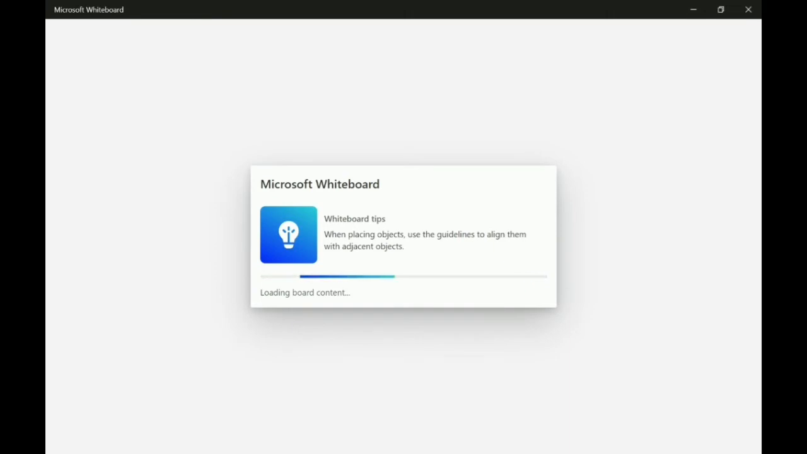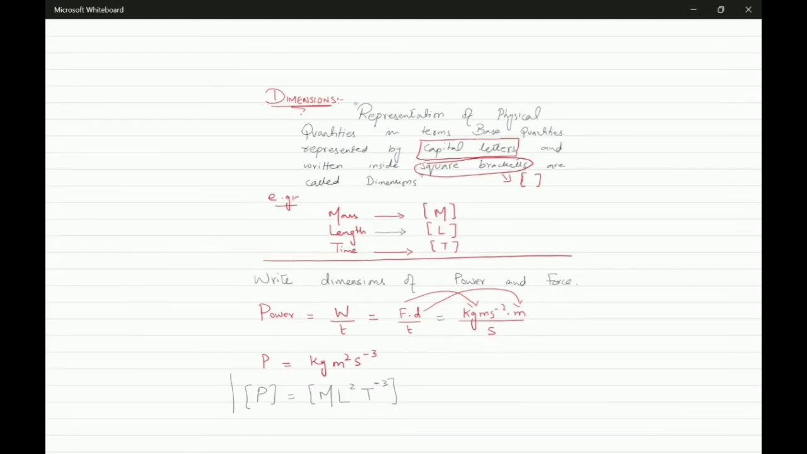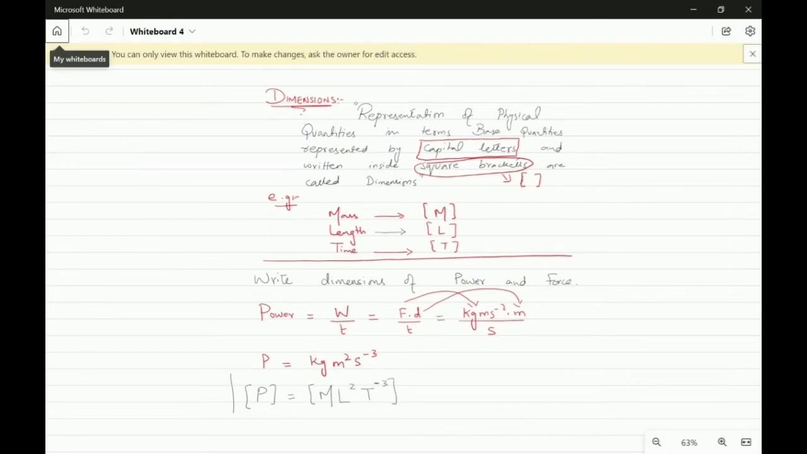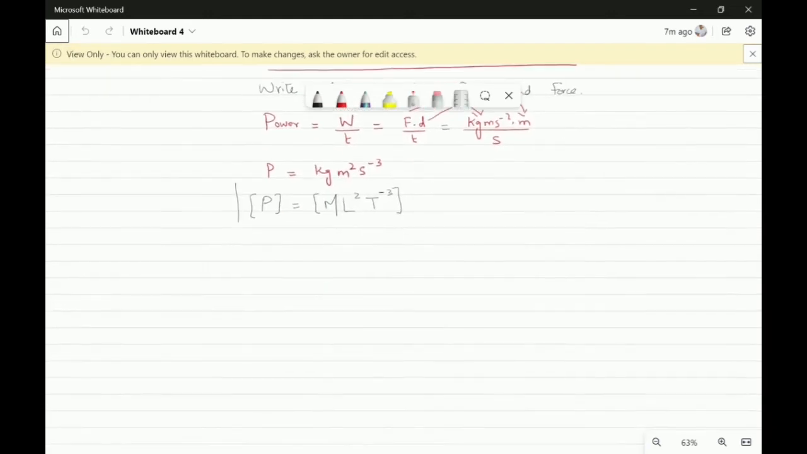The other thing was to write the dimensions of force. Today the internet is not working very well, so sorry for that, but we will try to manage it along with our lecture.